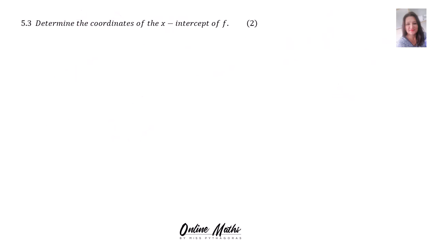5.3 wants us to determine the coordinates of the x-intercept of f. There's a rule. The rule is always: for the x-intercept, make y 0. And then there's your function. So y is actually represented there with f of x. So we make the y 0, and then we're going to solve for x.